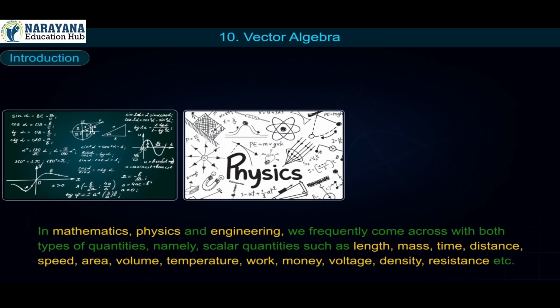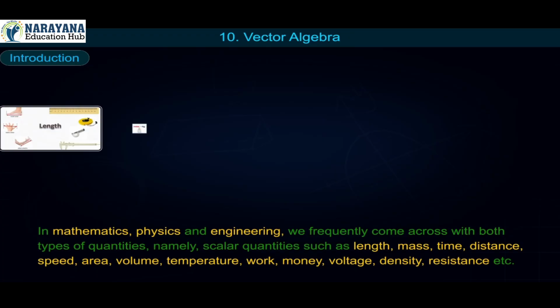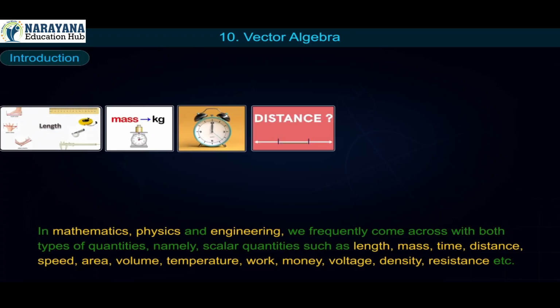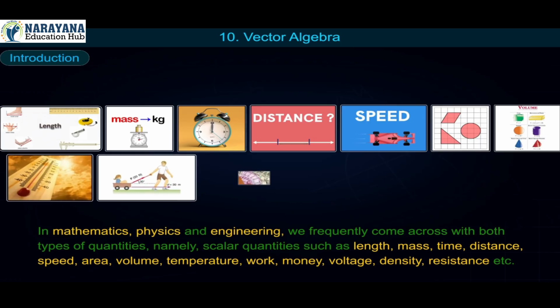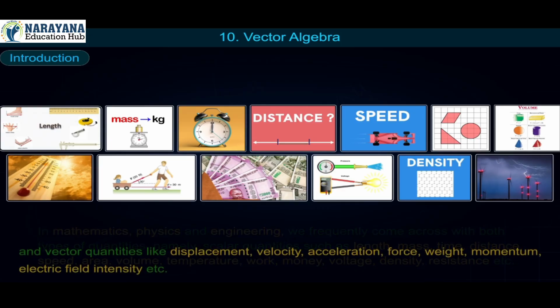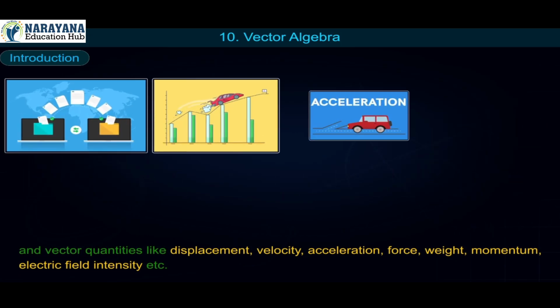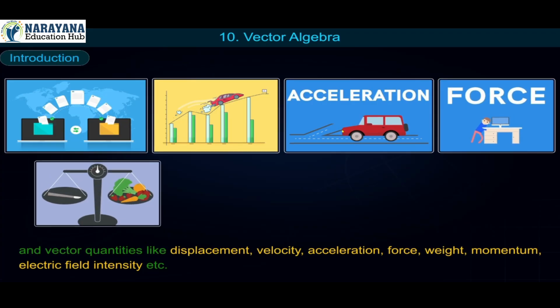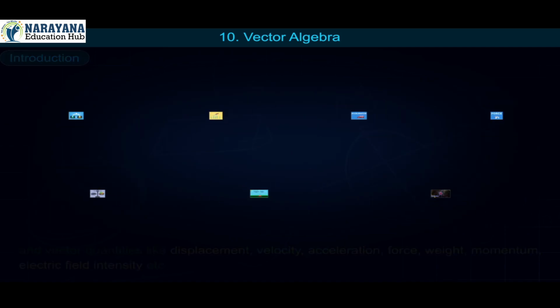In mathematics, physics, and engineering, we frequently come across both types of quantities, namely scalar quantities such as length, mass, time, distance, speed, area, volume, temperature, work, money, voltage, density, resistance, etc., and vector quantities like displacement, velocity, acceleration, force, weight, momentum, electric field intensity, etc.